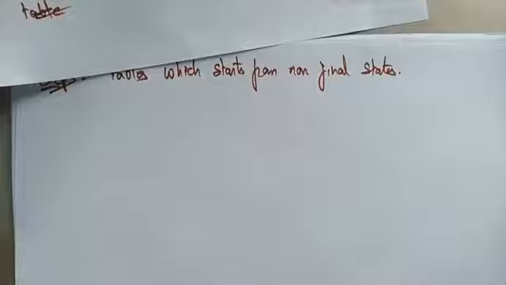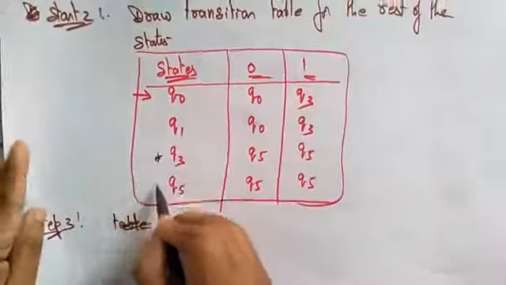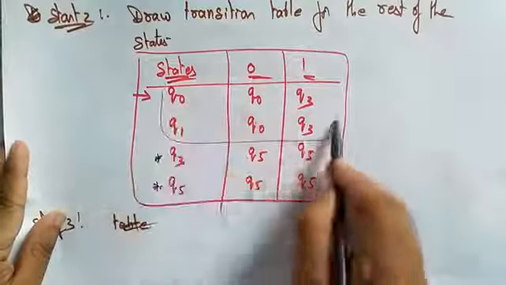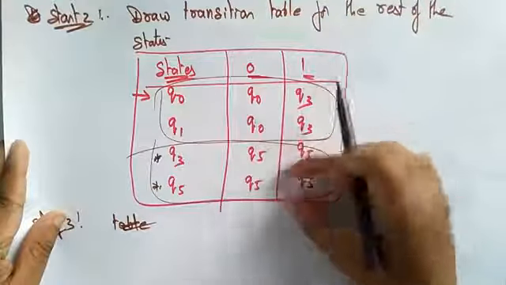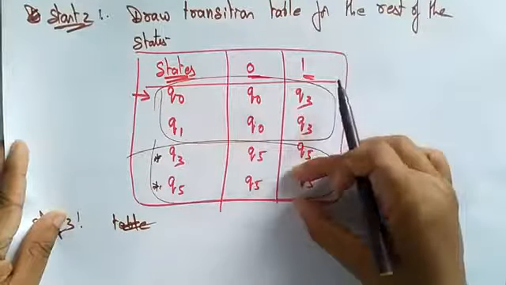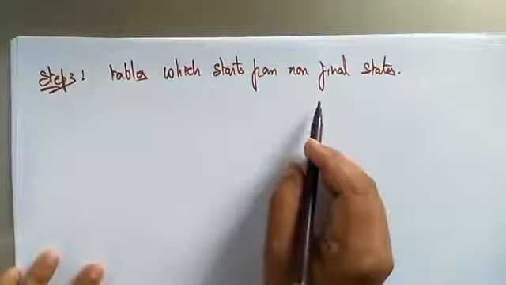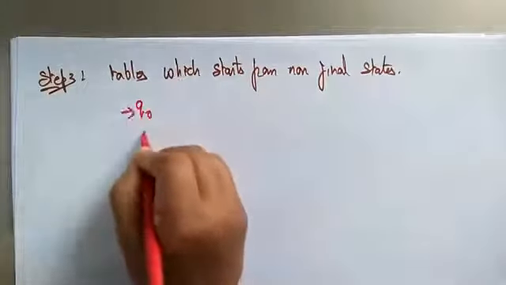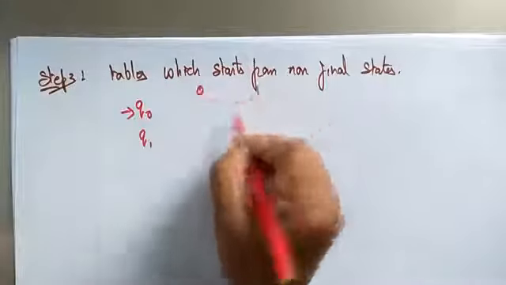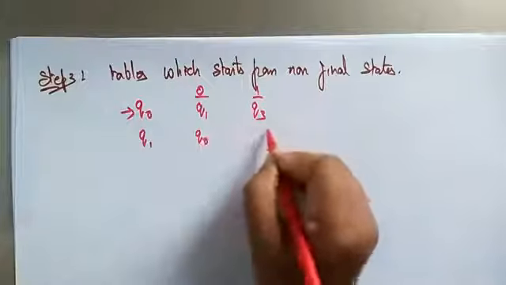So what are the non-final states? The non-final states are Q0 and Q1, and the final states are Q3 and Q5. These two come under one table and those two come under another table, so I am splitting them. These are the non-final states and these are the final states. So I am taking T1 and T2. The table which starts from non-final states has Q0 and Q1, and on 0 and 1 they go to Q1 and Q3, Q0 and Q3.